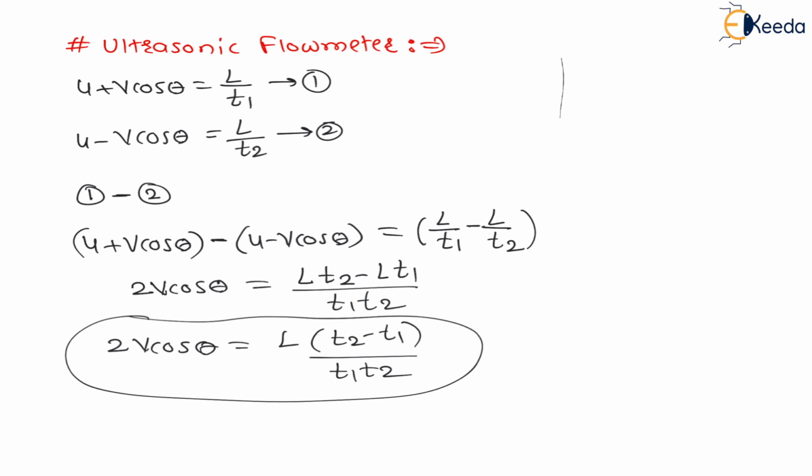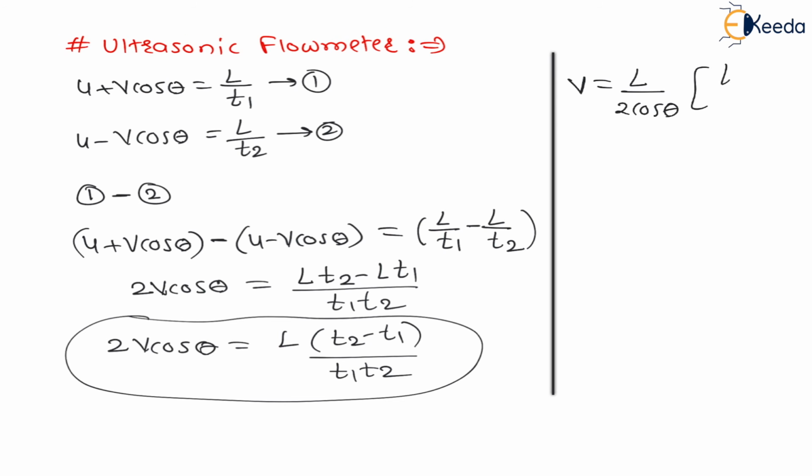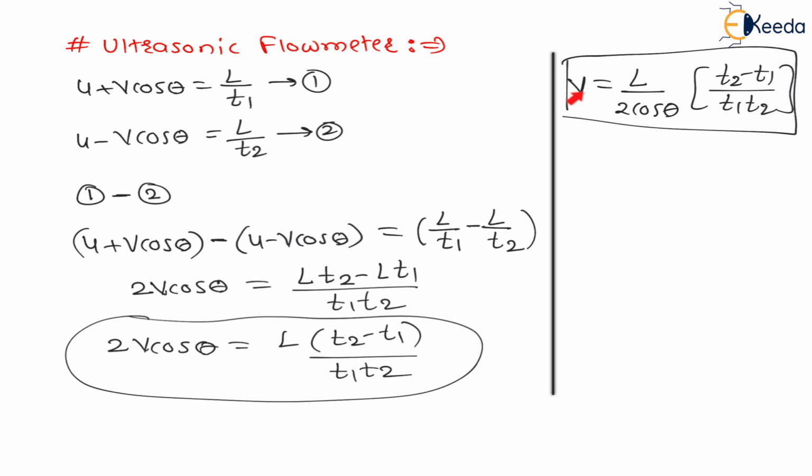See how we are calculating v. Simply we are taking all these 2 cos theta terms to this side. Therefore the equation will become v is equal to L divided by 2 cos theta into t2 minus t1 divided by t1 t2. And here the angle of inclination we already have, because we have set the transducer locations, the length we already have, and the times we will measure for the sound wave to return, right? So my dear students, accordingly we can find the average velocity of flow in the liquid as well as gaseous medium.